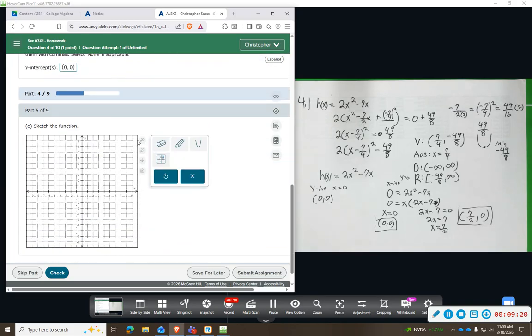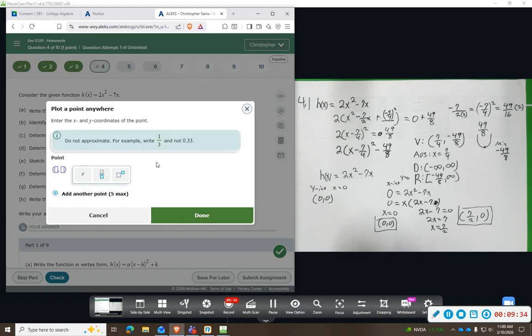We're going to sketch it. So in order to sketch it, we're going to just plot a few points. Since we're not on whole number points, with the fractional points you want to get exact, so we have to use this. I'm going to plot a point. It says enter x and y coordinate. Let me see, I want to go from left to right. So 0, 0.